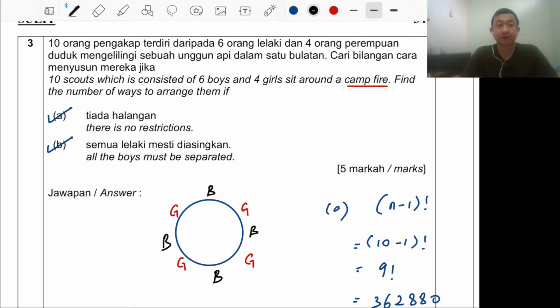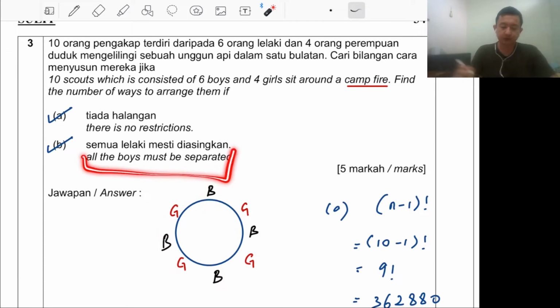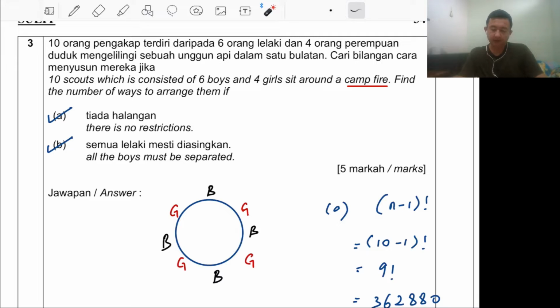Is there anything else I can put? No way, right? Because I need 2 more slots. If I put a boy here, they are not separated. If I put a boy here, they are not separated. So I don't think this is how the question is meant. If this is the case, it can't be done. Let me look at the marking scheme.